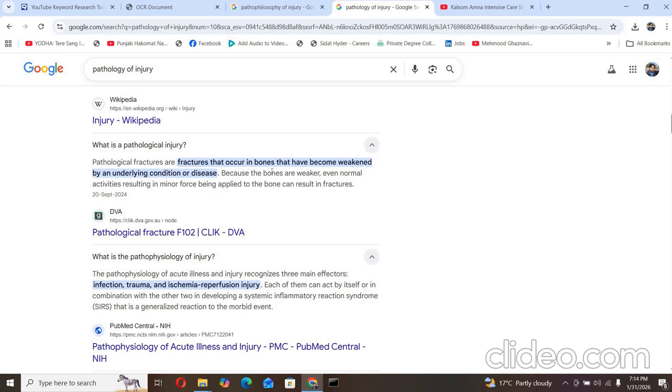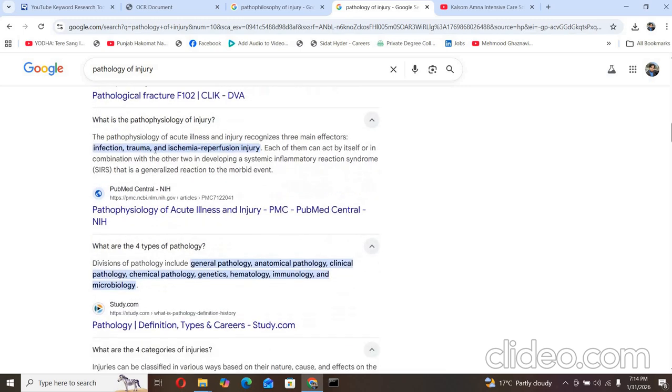Pathological injuries are fractures that occur in bone that has become weakened by an underlying condition or disease. Because the bones are weakened, even normal activity resulting in minor force being applied to a bone can result in fracture. Pathophysiology of injury.